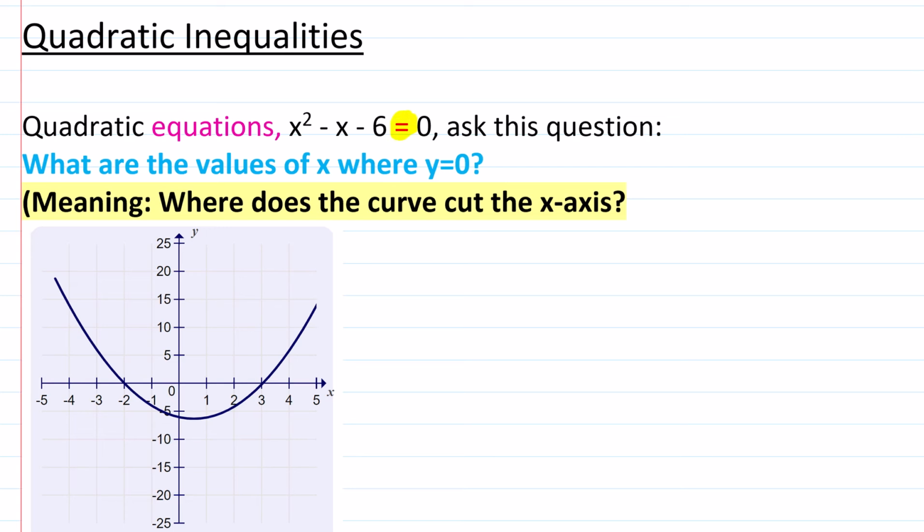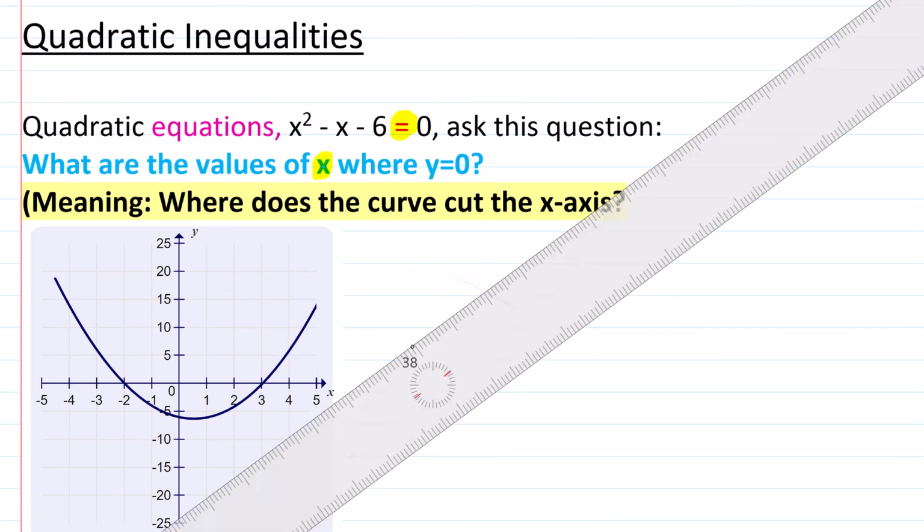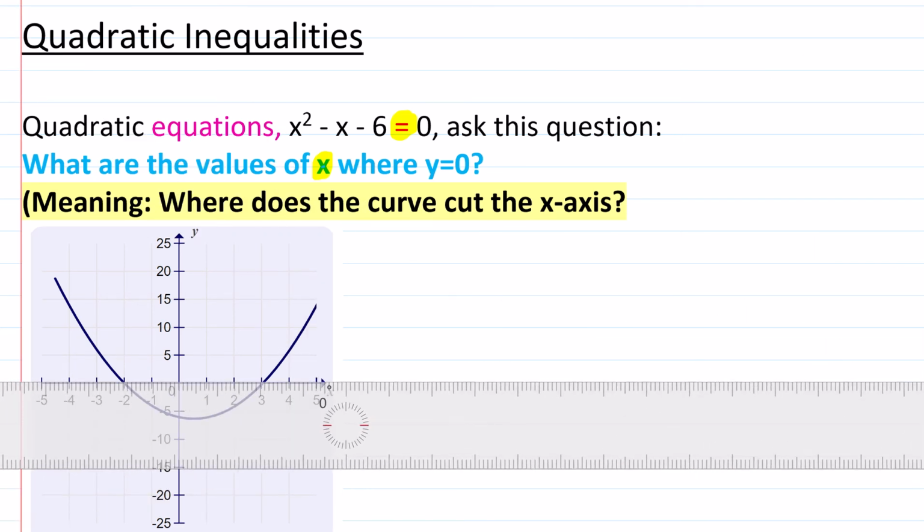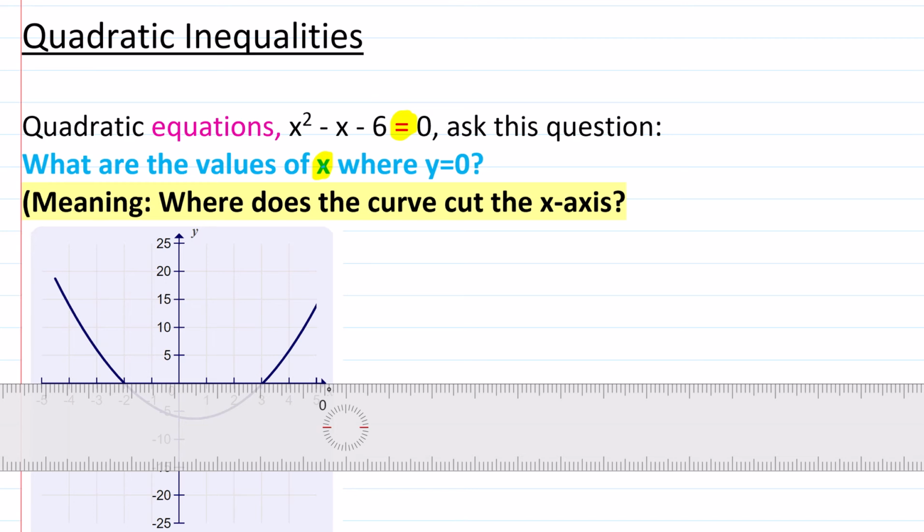This quadratic equation, or any quadratic equation, asks a question. And the question is, what are the values of x where y equals 0? Meaning, where does the curve cut the x-axis? Why the x-axis? Why y equals 0? Well, the graph is the graph of y equals x squared minus x minus 6, and we have swapped y for 0.